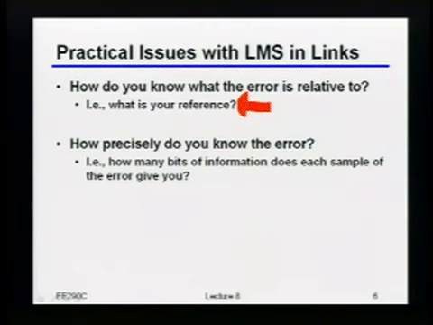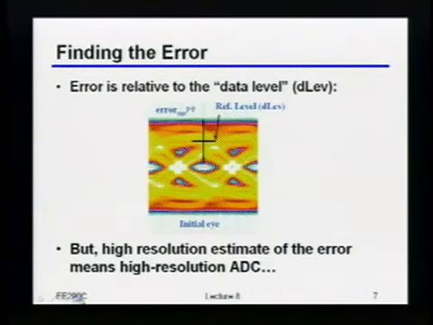Okay? The second issue, which is very relevant to links, is, okay, even if I find a way to get a reference, how precisely do I really know the error? In other words, can I measure it with infinite precision? Or am I actually going to do something much more coarse than that? And if I do something much more coarse, is that going to screw up my whole solution? Okay? So I'm sort of saying this another way: how many bits of information do you actually have about each one of the error samples? In fact, how many bits of information do I even have about my analog input into the equalizer? Okay? I'll get into that in one second.